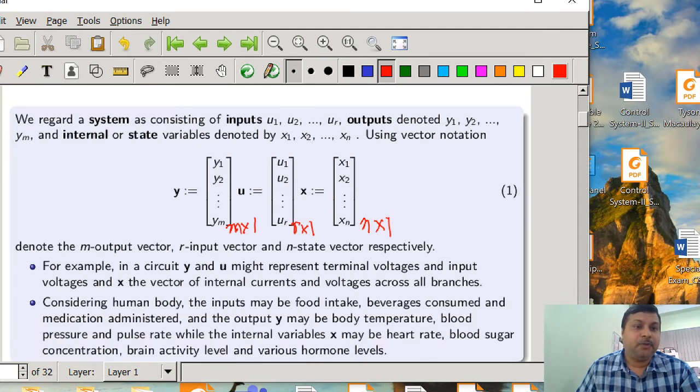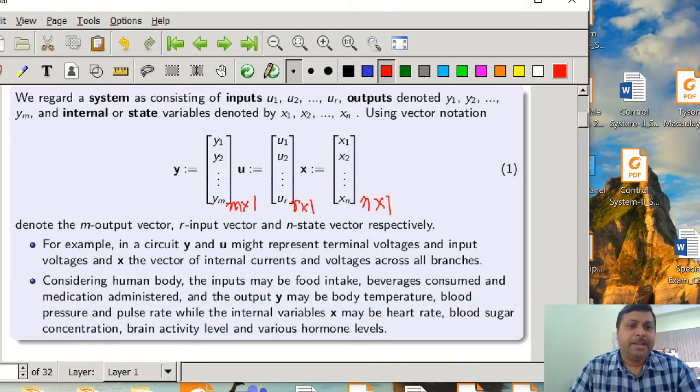Fine. So for example, in a circuit, y and u might represent terminal voltages and input voltages, and x the vector of internal currents and voltages across all branches. So here, I have tried to give a rough idea of what we mean by the internal states or the state variables.